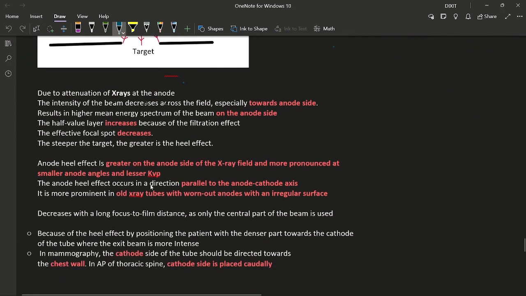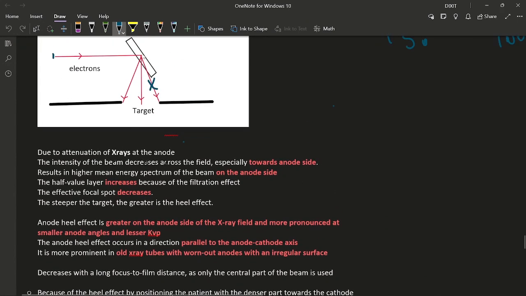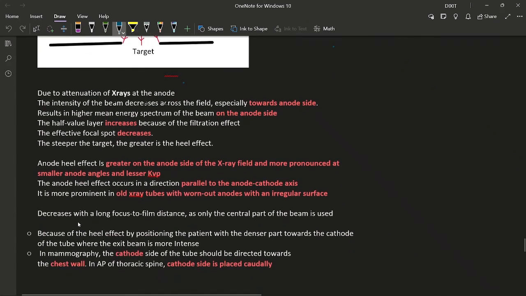The anode heel effect occurs in a direction which is parallel to the anode-cathode axis. It is more prominent in old X-ray tubes with worn out anodes and irregular surfaces. So the more rugged or irregular the surface is, the more the anode heel effect will be. The anode heel effect also decreases with a long focus to film distance, as in this case only the central part of the beam is used. So the beams at the anode or the cathode side are not used, and there is not much difference in the central part.